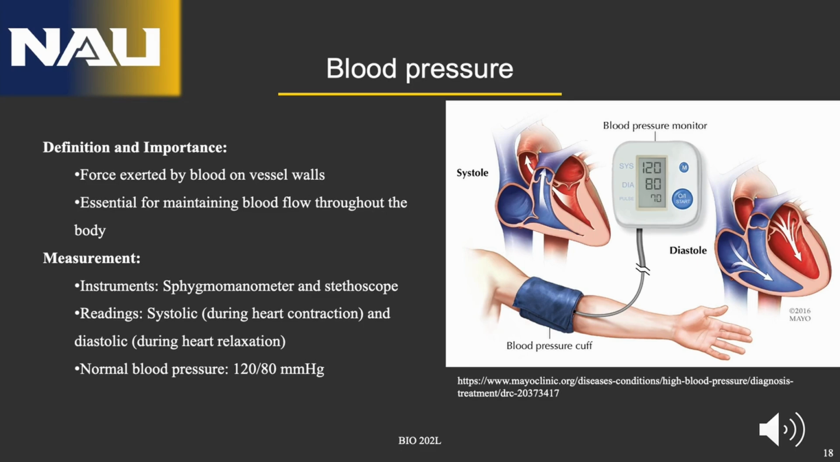A sphygmomanometer, often accompanied by a stethoscope, is the instrument used to measure blood pressure. Normal blood pressure for an adult is typically 120 over 80 millimeters of mercury. Maintaining optimal blood pressure is crucial, as high or low values can lead to significant health issues. High blood pressure, or hypertension, can damage arteries, strain the heart, and increase the risk of heart attack and stroke. Conversely, low blood pressure, or hypotension, can lead to dizziness, fainting, and inadequate blood flow to organs.